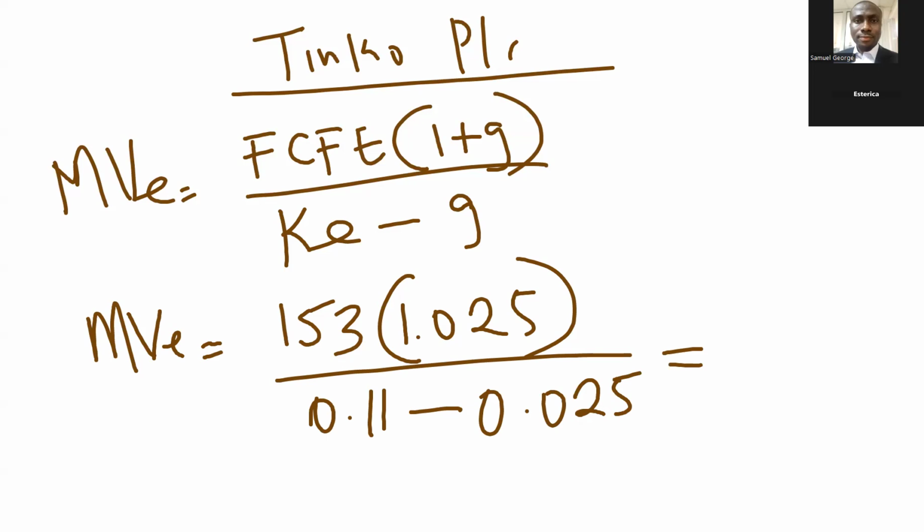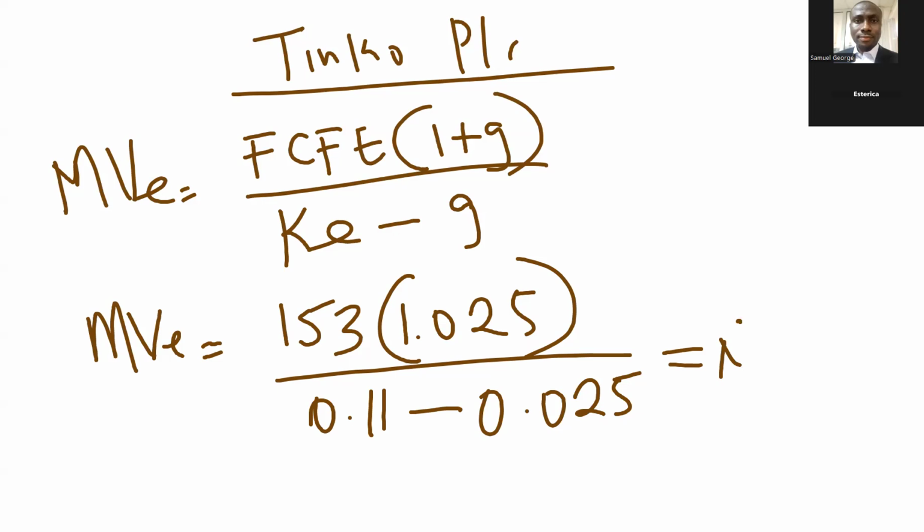I am punching my calculator. Okay, so I'm going to punch it straight away. 153 times 1.025, I got 156.825. I say divided, because I have 11 minus, so the denominator, I'm going to put them in a bracket so the calculator will give me the correct answer. Open a bracket after I press divide. Open a bracket, say 0.11 minus 0.025. Close the bracket. Then I say equal to, then I get the correct answer.